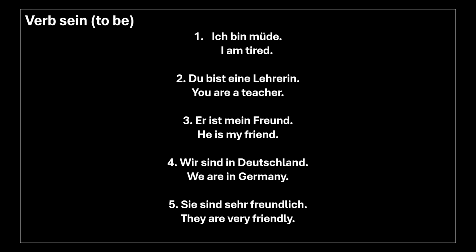Er ist mein Freund. Er is the subject here. That's why the conjugation of the sein verb is ist. Er ist mein Freund. He is my friend. Wir sind in Deutschland. We are in Germany. Sie sind sehr freundlich. They are very friendly.